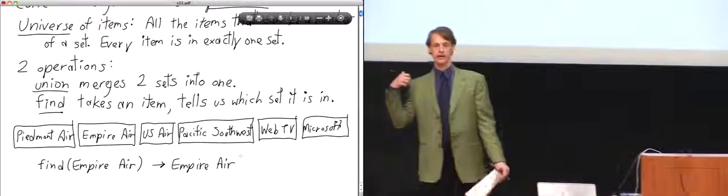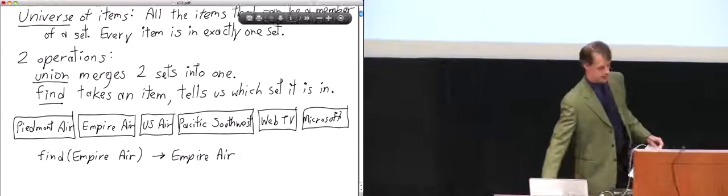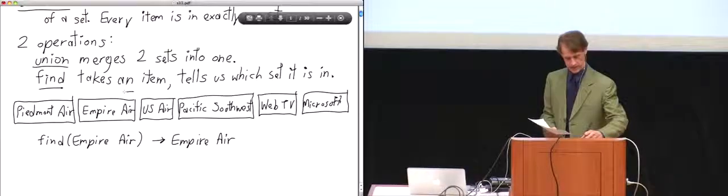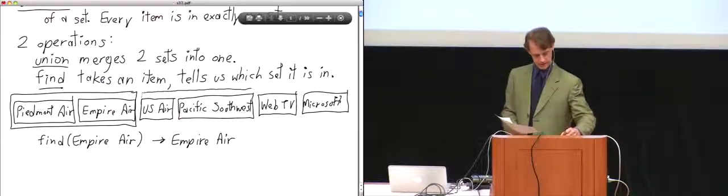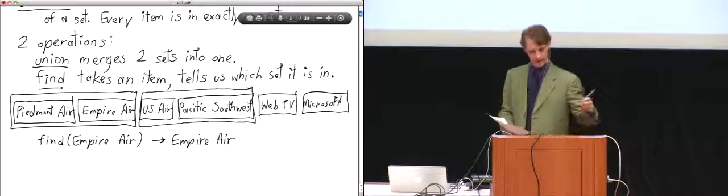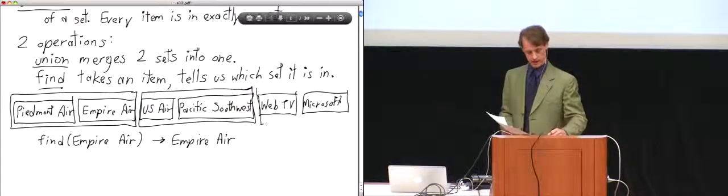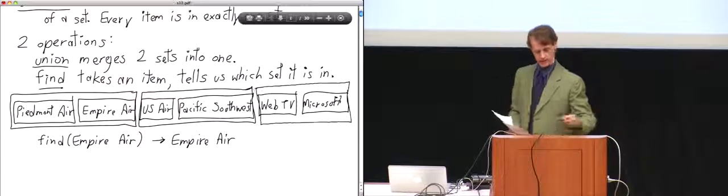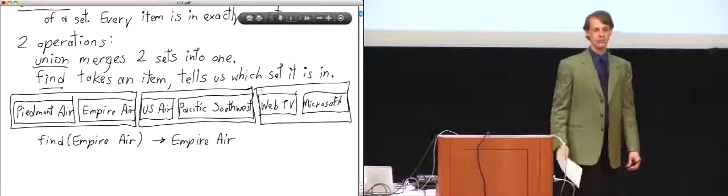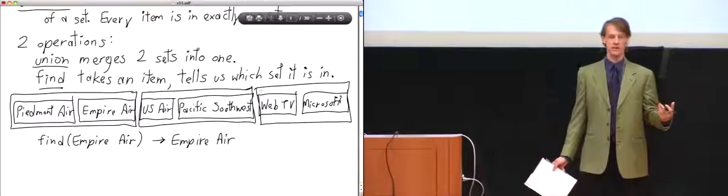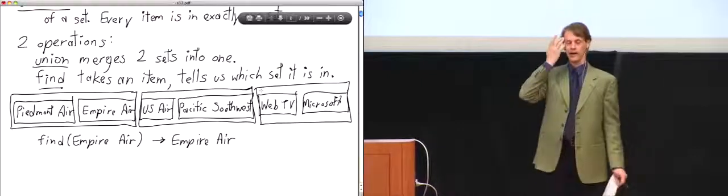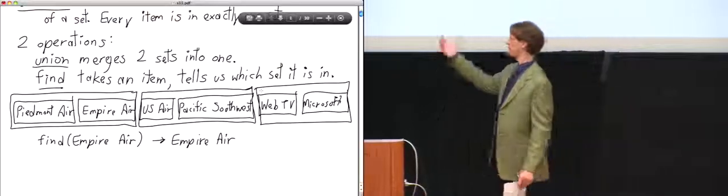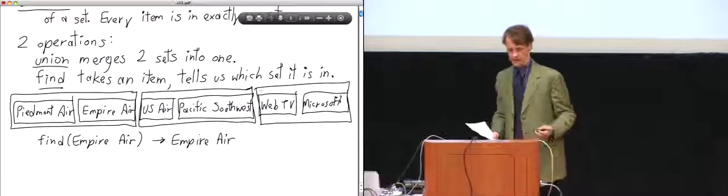After I do that find operation, now suppose I do some union operations. So Piedmont Air takes over Empire Air, and these two get united into one set. US Air takes over Pacific Southwest, and they get united into one set. Microsoft takes over Web TV, and they get united into one set. And when you do this uniting, if you want, you can assign these sets any name you want. But when Piedmont Air took over Empire Air, the corporate masters decided to call the conglomerate Piedmont Air.